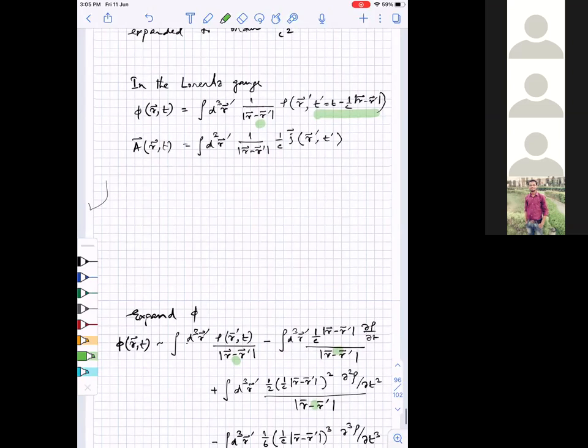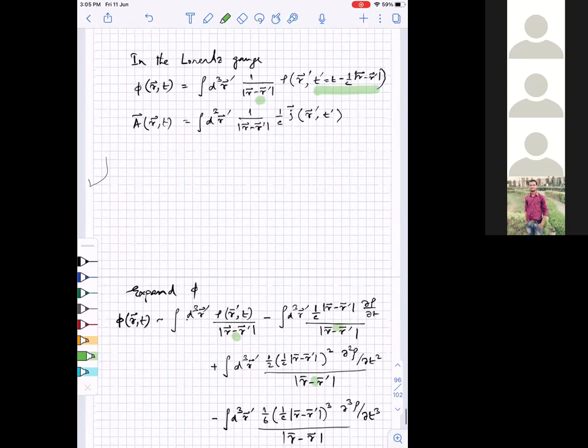Then comes the cube term, which will have 1/6, 1 by c, r minus r prime cubed, and then del 3 rho del t3. So we have del rho del t, del 2 rho del t2, and del 3 rho del t3. That gives up to the 1 by c cubed term, and then we can neglect the terms which are more than that. That's what we're going to do.